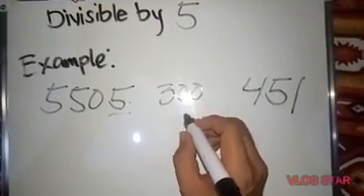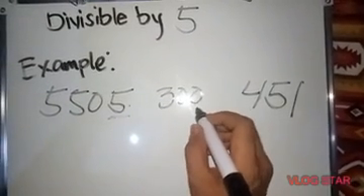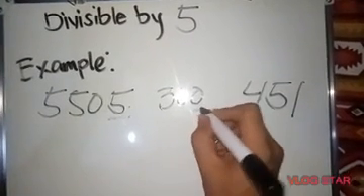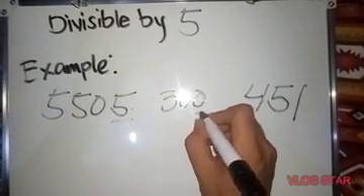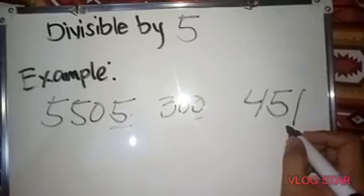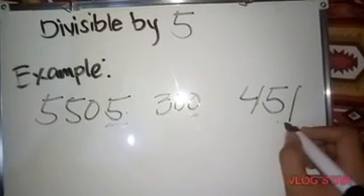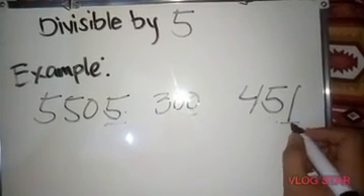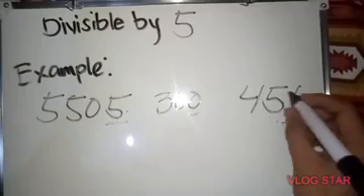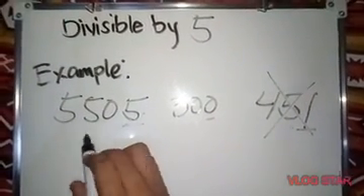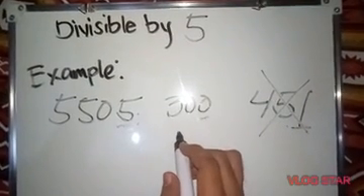Next, 300. So the digit in the ones place is 0, so 300 is divisible by 5. Next, 451. The digit in the ones place is 1, so this is not divisible by 5. Only 5505 and 300.